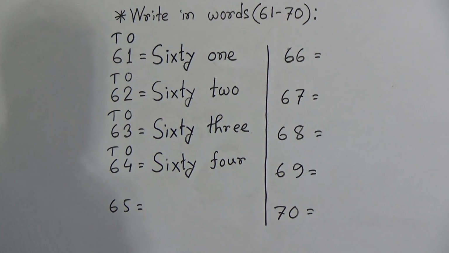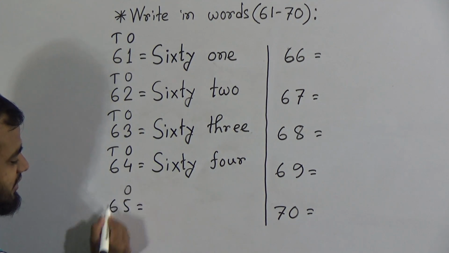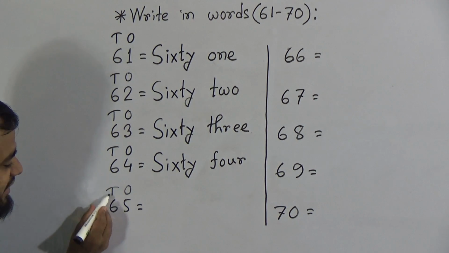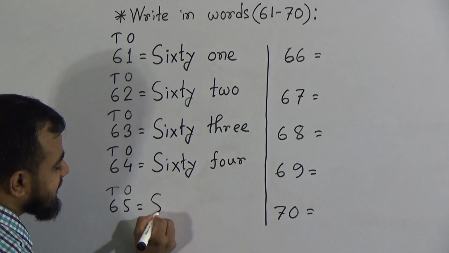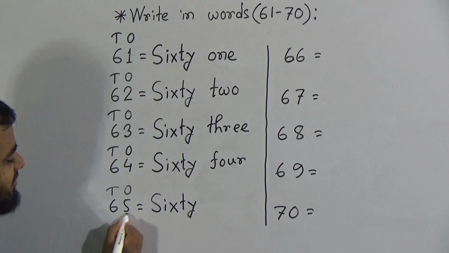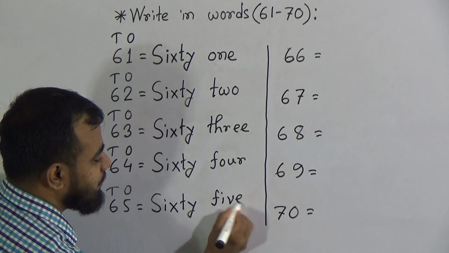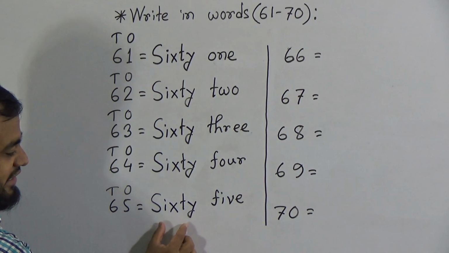After 64 the number comes which is 65. 6 and 5 make the number 65, and 5 is in 1's place, this 6 is in 10's place. So the spelling of 60 is S-I-X-T-Y, and the spelling of 5 you know very well, it's F-I-V-E. So it's 65.